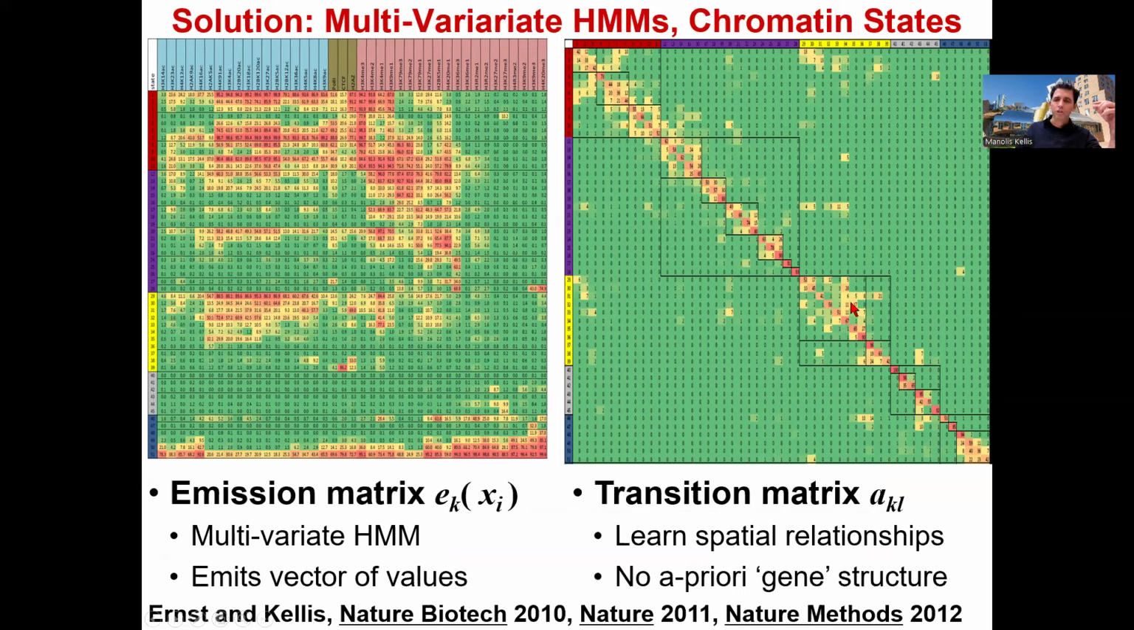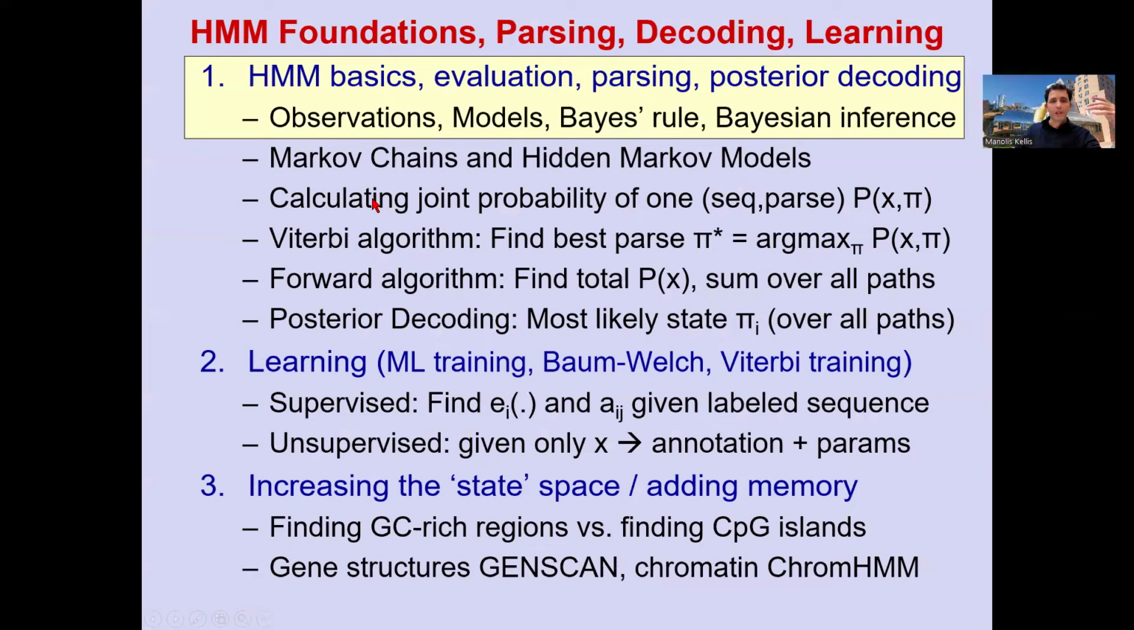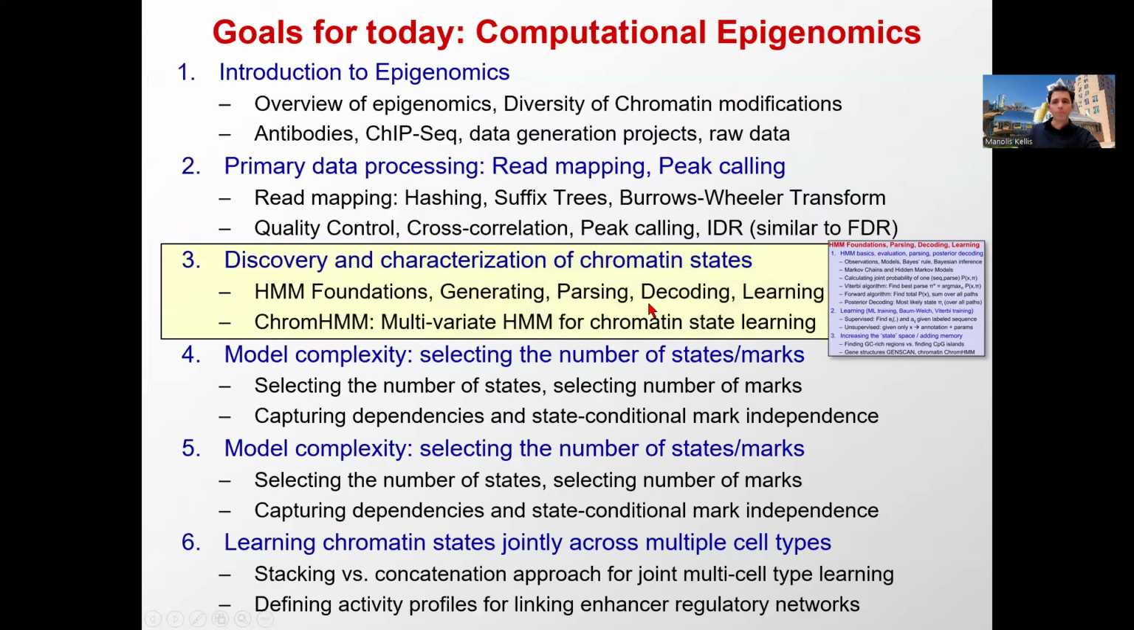states, enhancer states are near enhancer states, transcribed states are near transcribed states, and emission that basically tells me promoter states are more likely to emit these marks, enhancer states are more likely to emit those marks, you know, repressed states are more likely to emit those marks, etc. Okay, and to do this, we're basically going to develop a hidden Markov model.